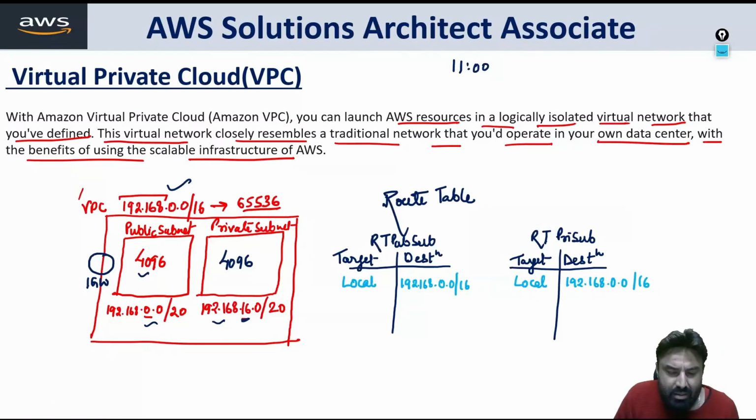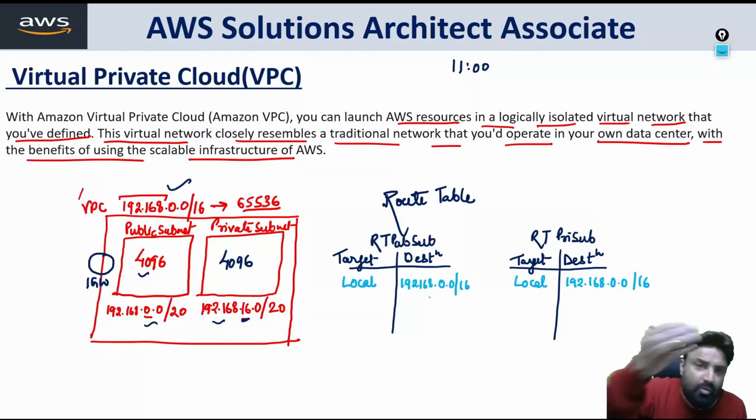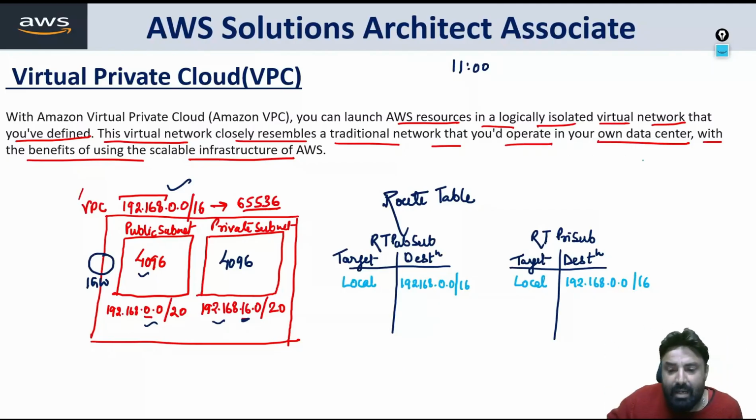Hey, what are you doing? You said one is a public route table, one is a private route table, and they both have the same entry. And what is this local and what is this 192.168? I'm not getting anything. I know very well you must be thinking this. Now I'm giving you one example.